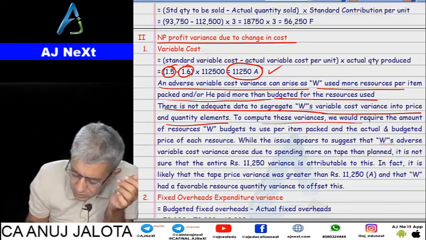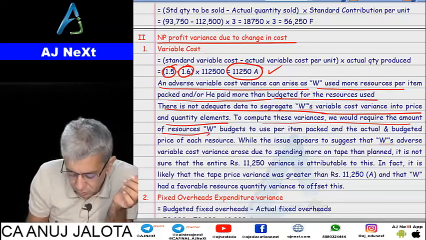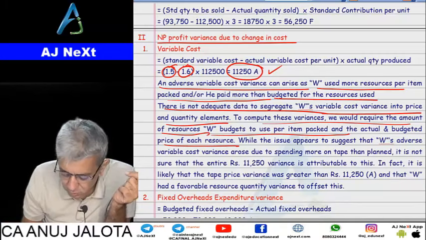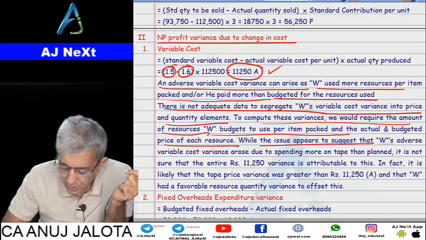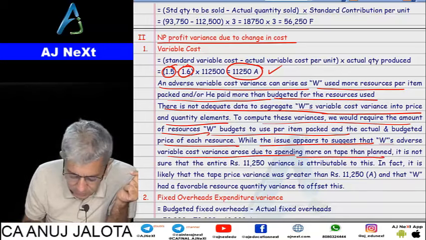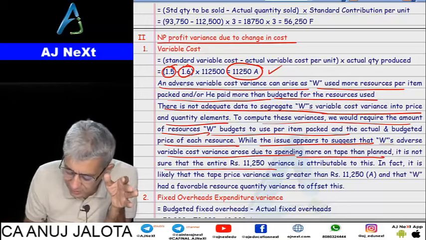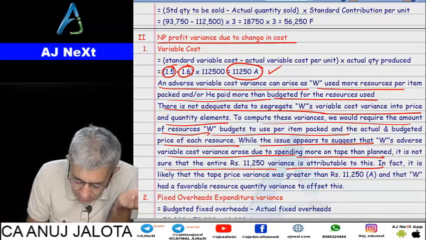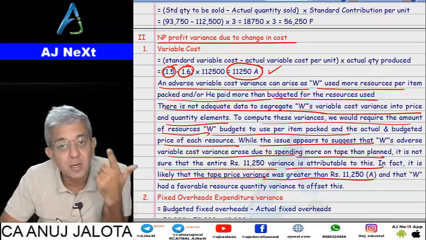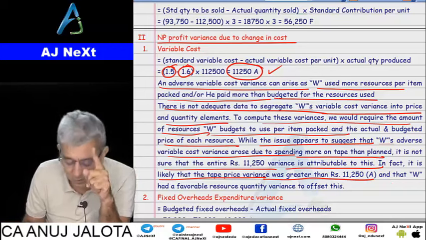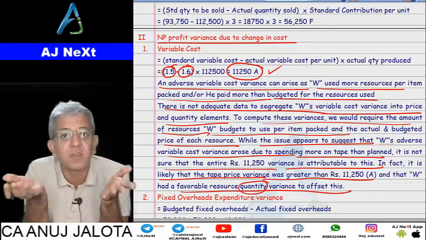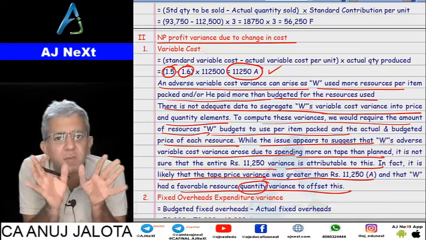To compute these variances, we would require the amount of resources W budgets should be used per item packed, and the actual price of each resource. While it appears that W's adverse variable cost variance is due to spending more on tapes, it is not sure that this entire variance is attributable to this fact. It could be that tape price variance was greater than 11,250, the price variance. Okay, but then in this case, the usage variance or the quantity variance was favorable to offset this. So net answer was 112,500 adverse.